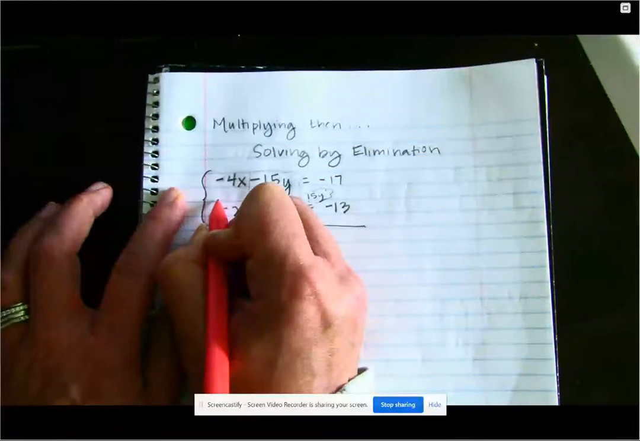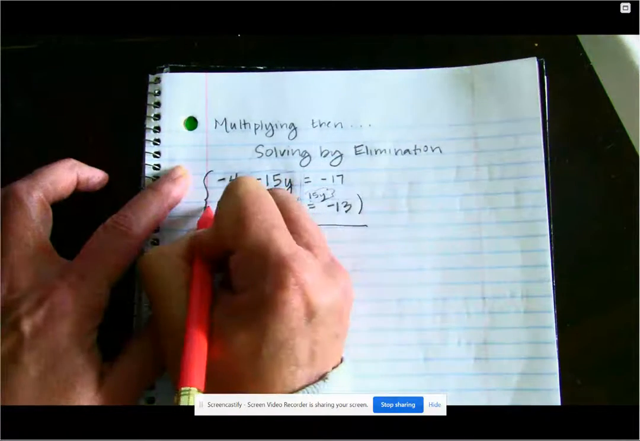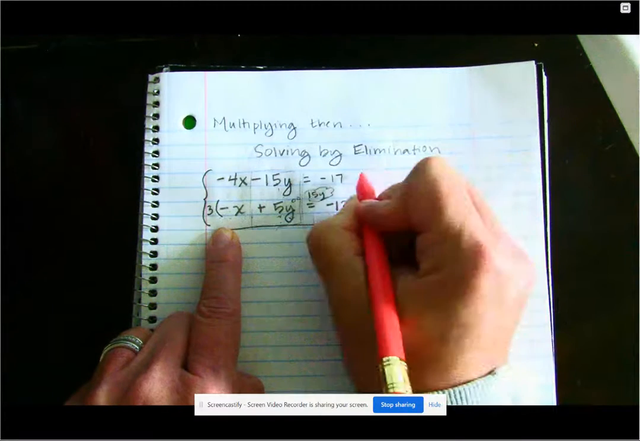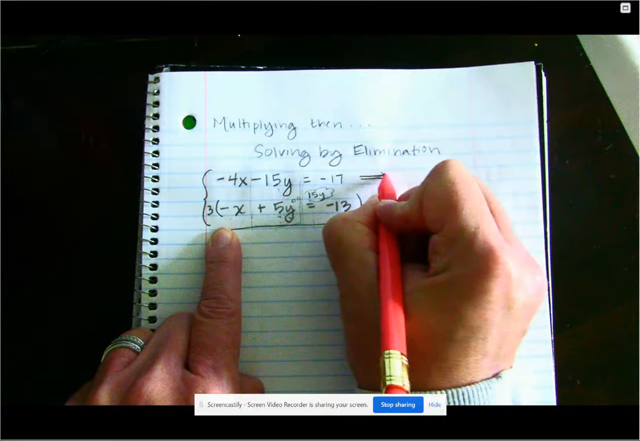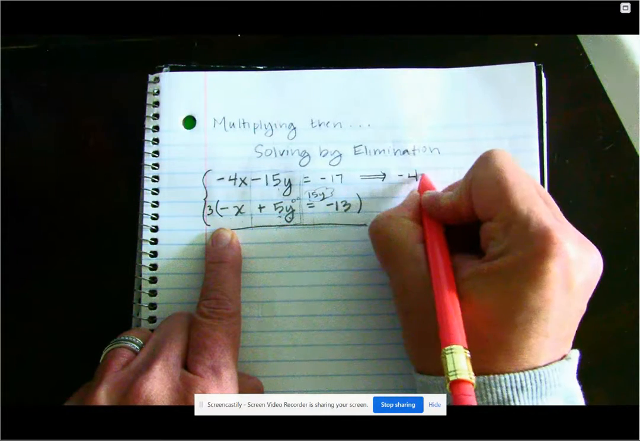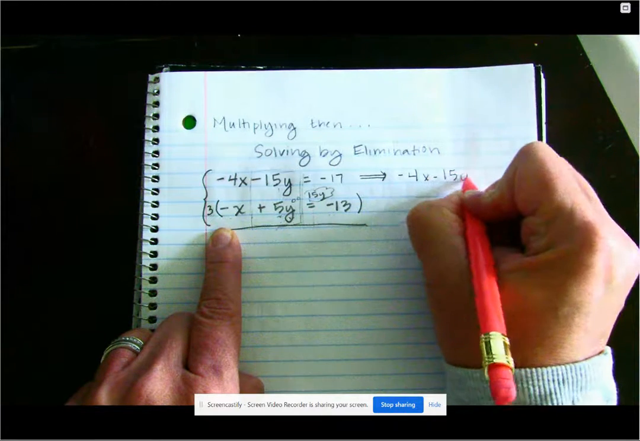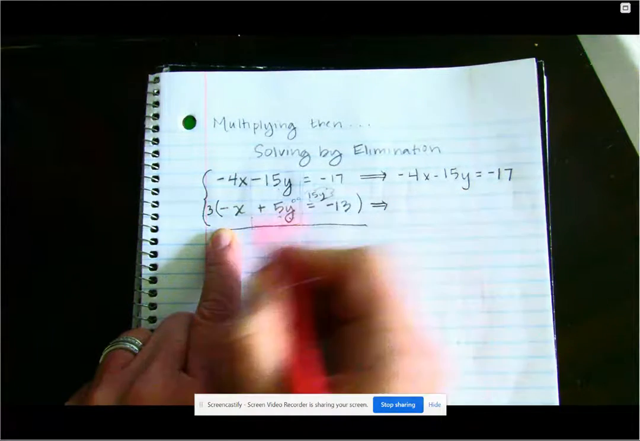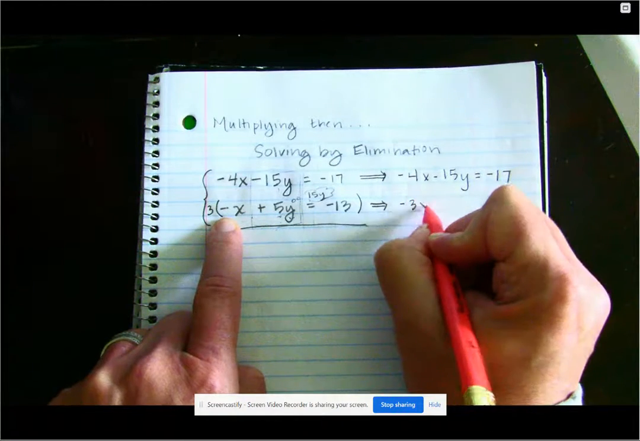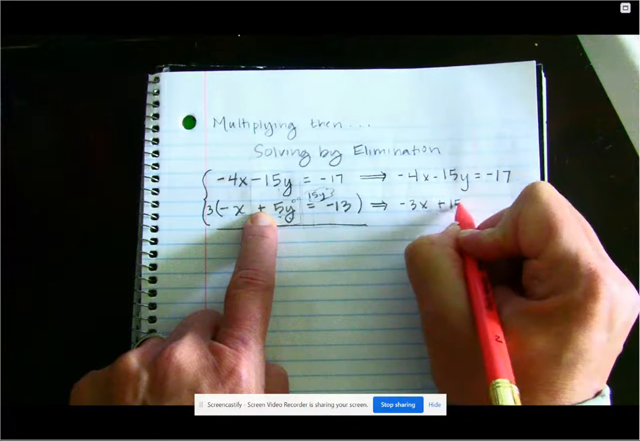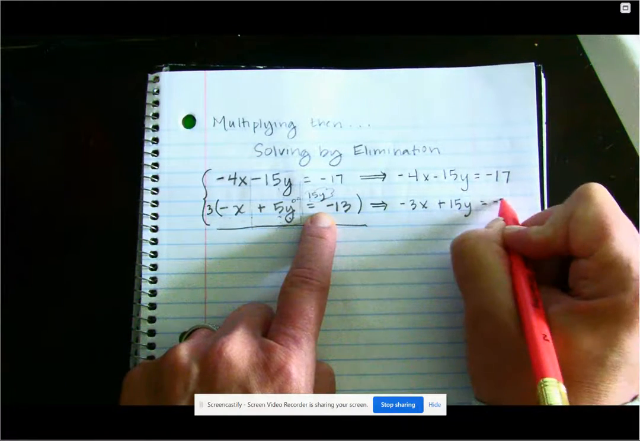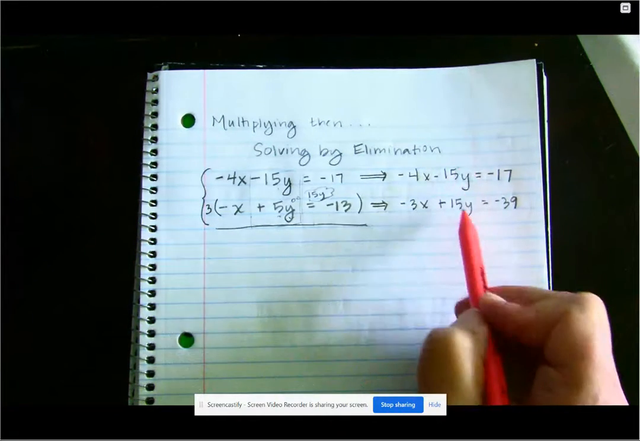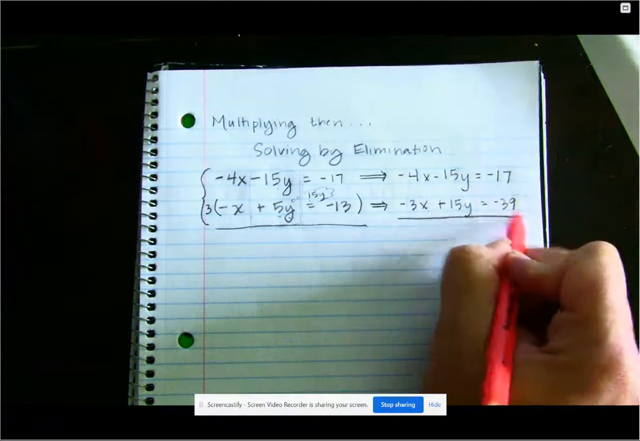So what I'm going to do is multiply this entire equation by a 3. Now this can get a little messy, so to make it really organized, the top equation, I did not change at all. So I'm going to write it over here: negative 4x minus 15y equals negative 17. The bottom equation, I'm tripling. So I get negative 3x plus 15y equals negative 39. What I really cared about is that these two are opposites. So now we'll be ready to eliminate one of our variables.